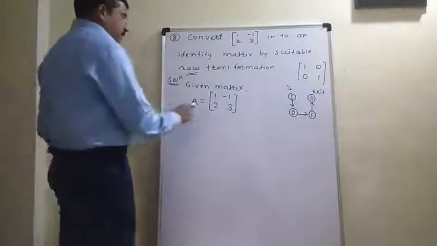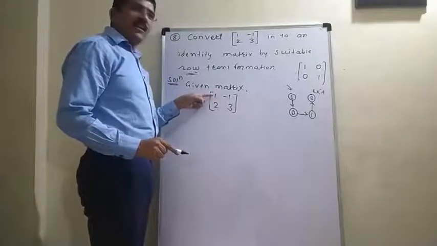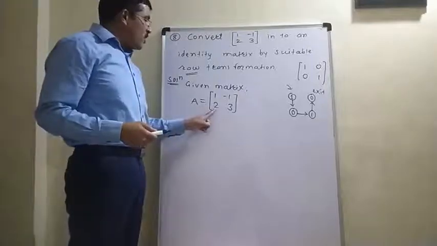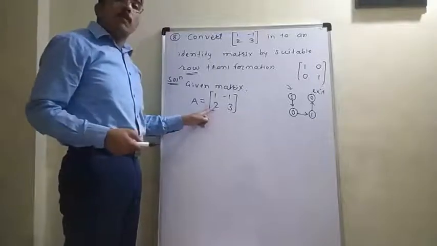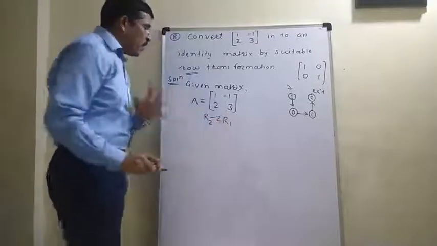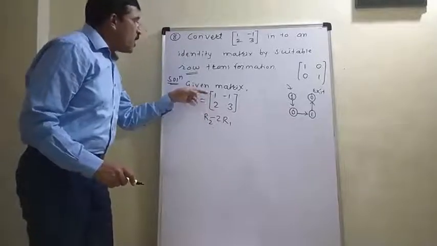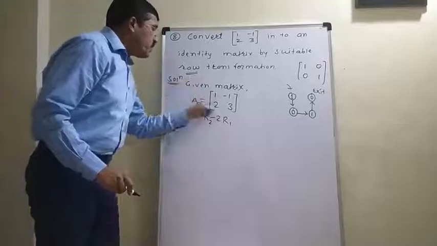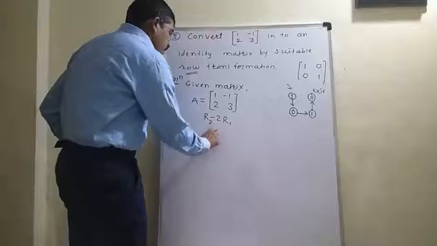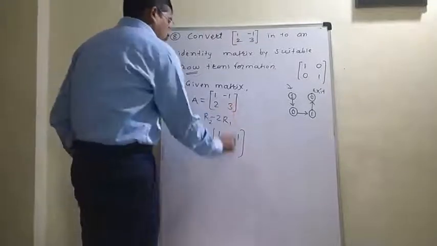Let us see. First, what to do? You have to enter here and we want to get 1 here. It is already 1. No need to do that. After this, we want to bring 0 here. In order to bring 0 here, we are performing the operation R2 minus 2R1. Let us see how. R2 minus 2R1, as 1 is here, if we multiply this row by 2, then 2 minus 2 becomes 0. That's why I am performing this operation here. It is equivalent to 1, minus 1, 2 minus 2 is 0 and 3 plus 2 is 5.